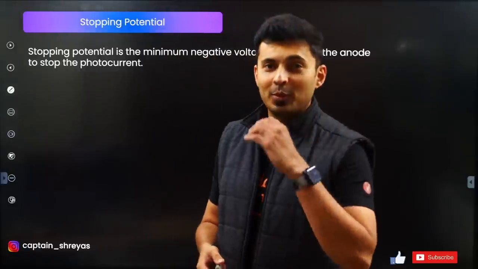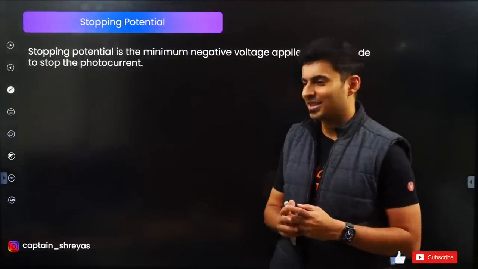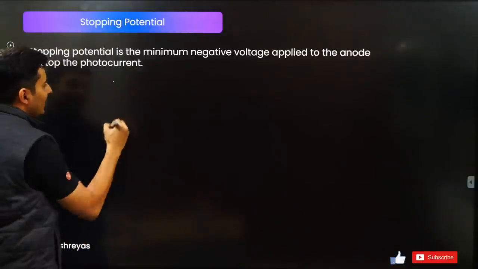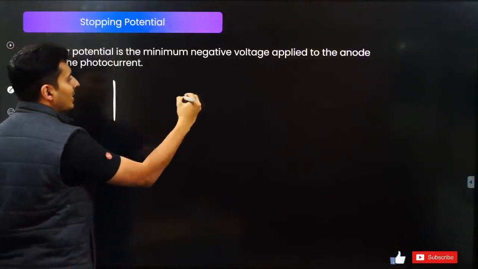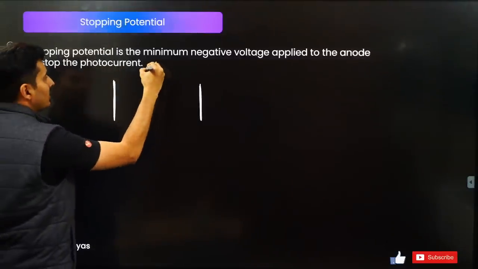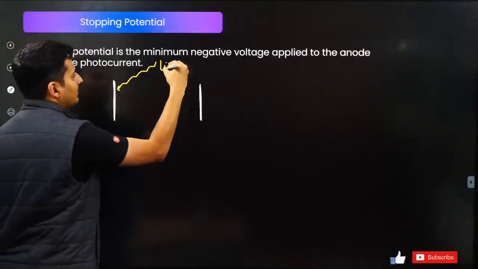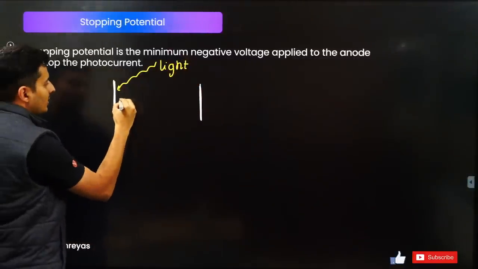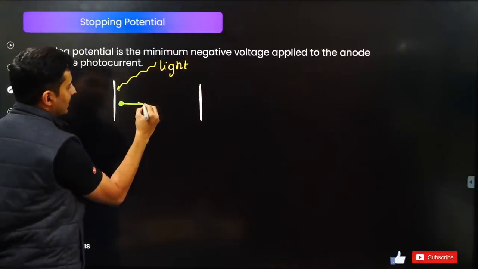Next concept, stopping potential. Now you'll be like, what the hell is this stopping potential? Okay, I'll tell you. See, simple, guys. There is one plate over here. There is another plate over here. Correct? Light is falling onto this plate. This is your light. So because of that, your electrons are getting ejected out.